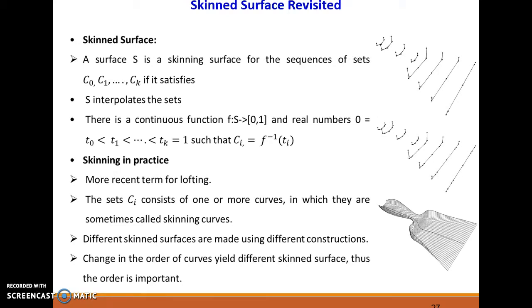So let's see what skinning is in practice. Skinning is the more recent term for lofting. The set Ci consists of one or more curves, which are sometimes called skinning curves. Different skin surfaces are made using different constructions. So a certain order of curves gives you a certain skin surface, and a change in the order yields a different skin surface. Thus, the order is important.